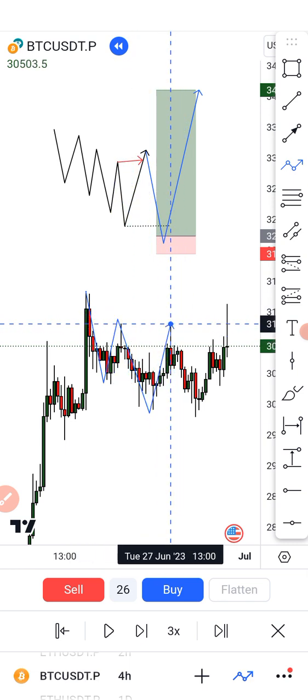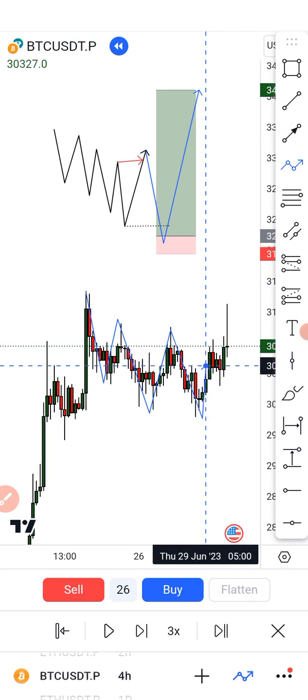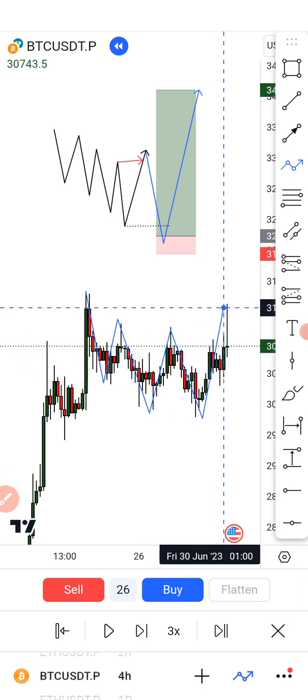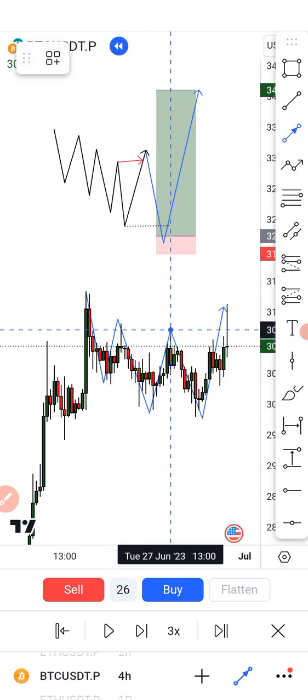So you can see this is where from here it went down to create the next lower low, and then from this lower low we had the market pumping up to create a change of character. So this is where we have our first sign of weakness. Okay, first sign of weakness.